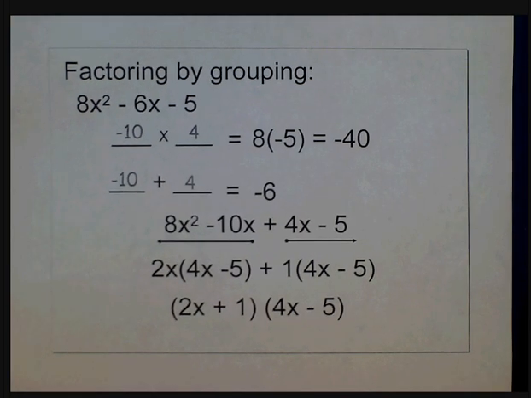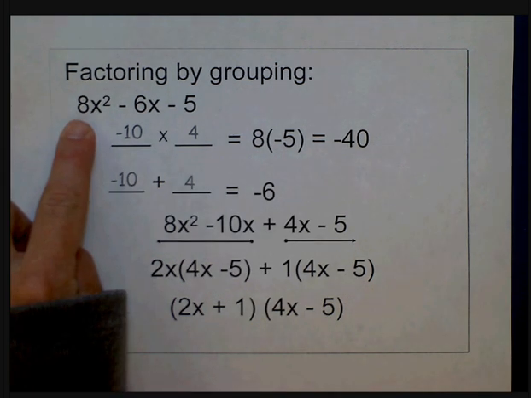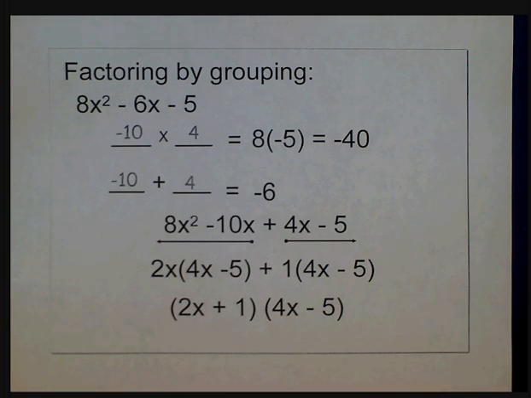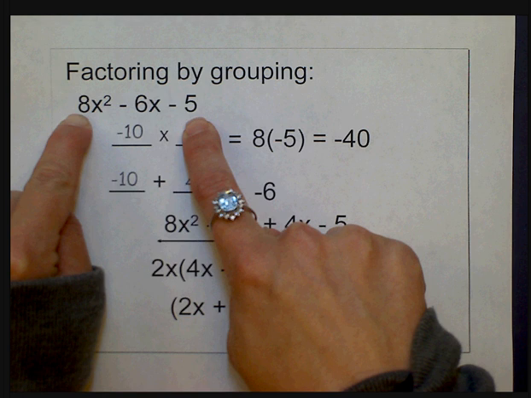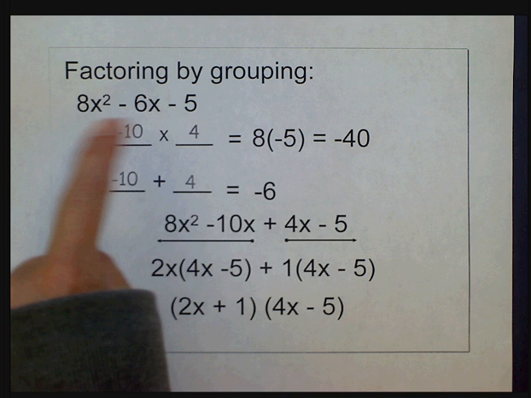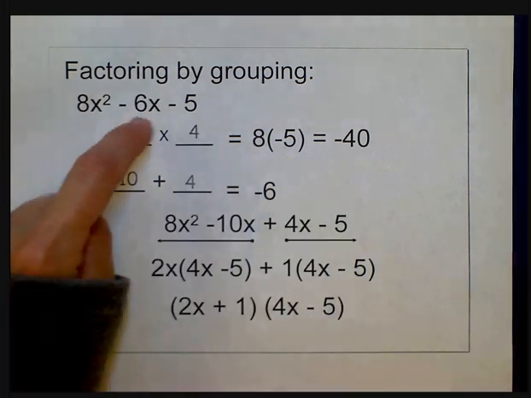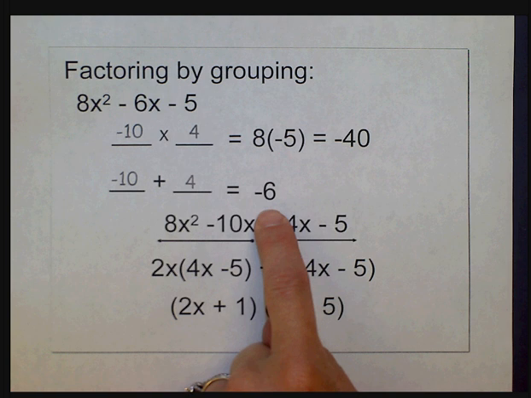So when you're factoring by grouping and your leading coefficient is not 1, in this case it's 8, then the process is just a little bit different. We're still going to look for our magic numbers, but instead of looking at numbers that multiply to give me -5, we're going to look for numbers that multiply to give me the product of the leading coefficient times the constant. So we're looking for two numbers that will multiply together to give me -40, 8 times -5. And they're still going to add together to give me that middle term, -6.